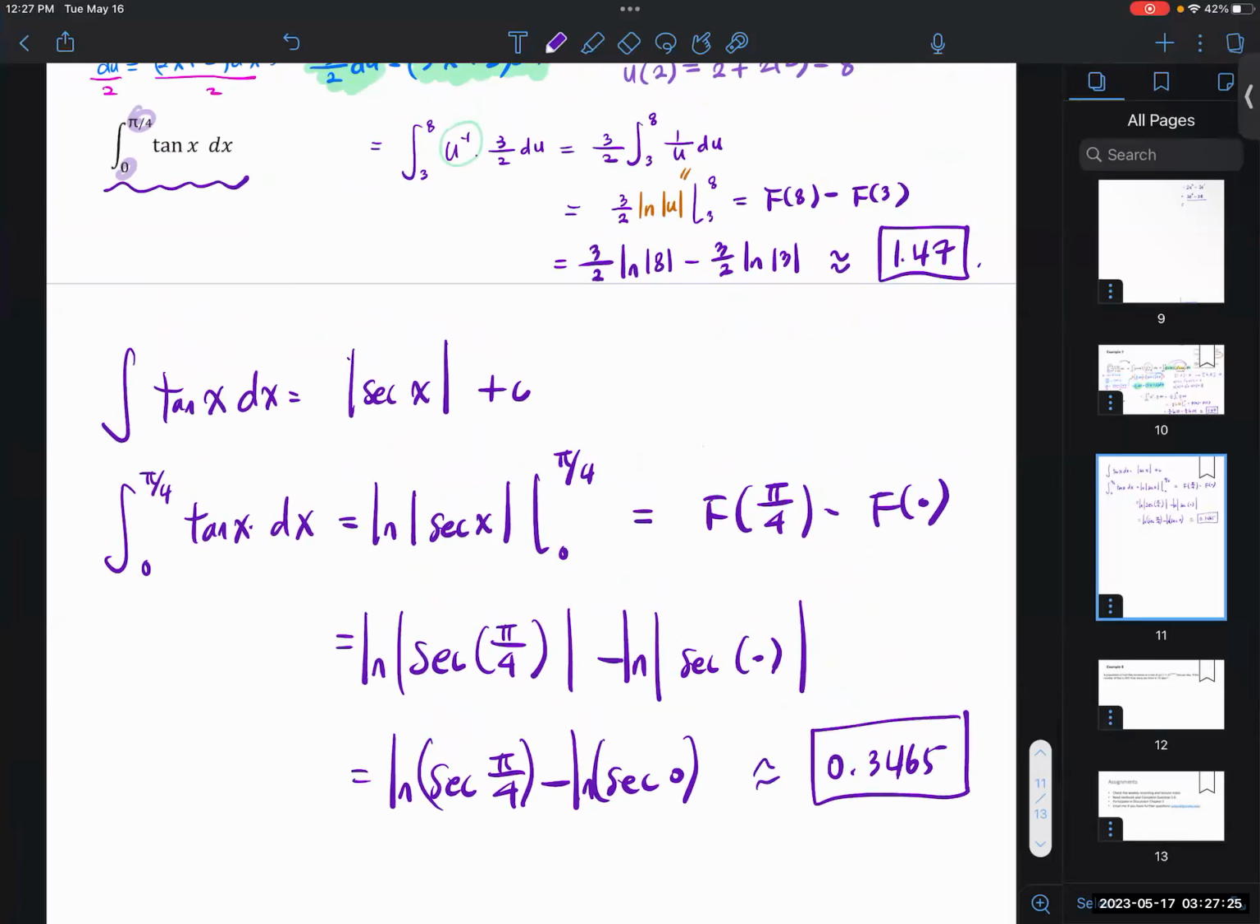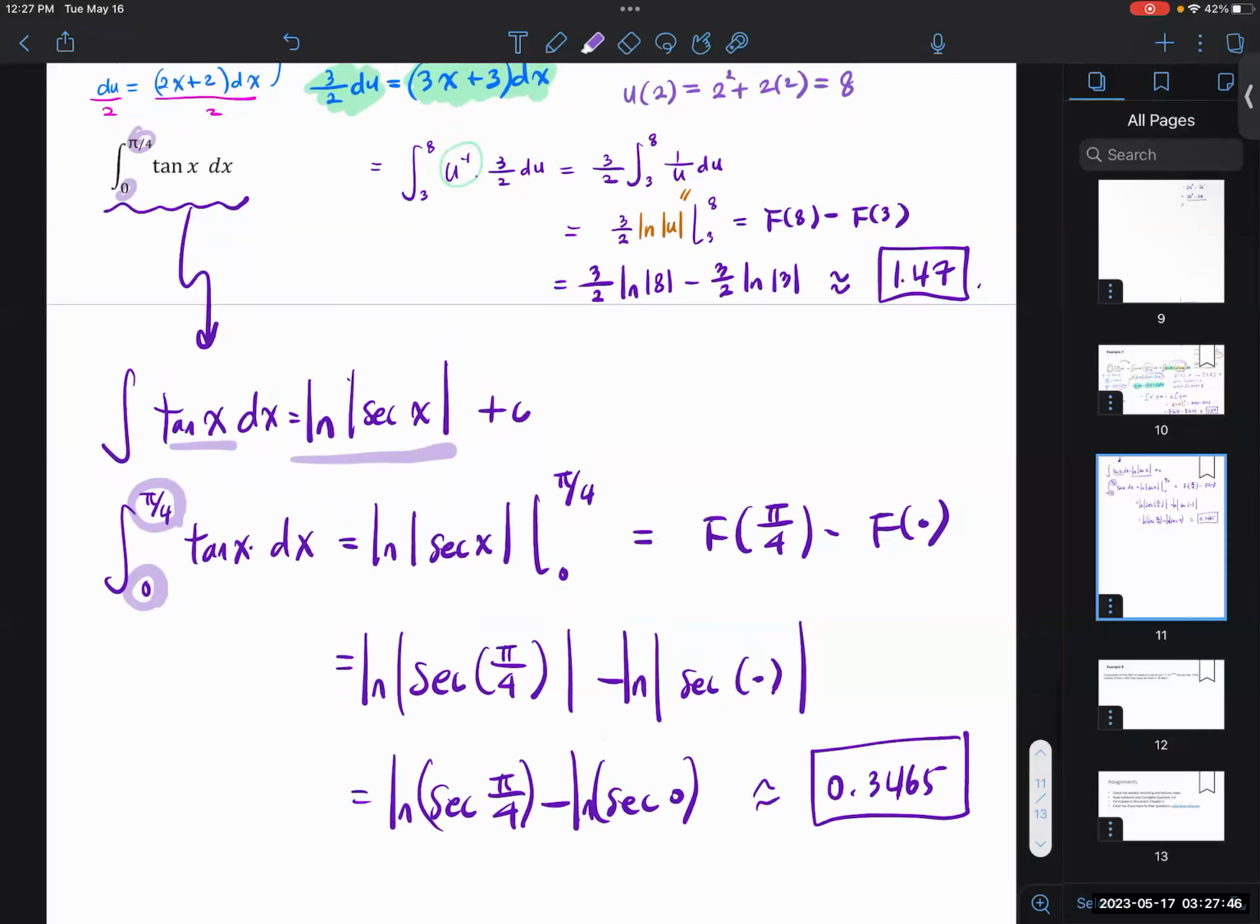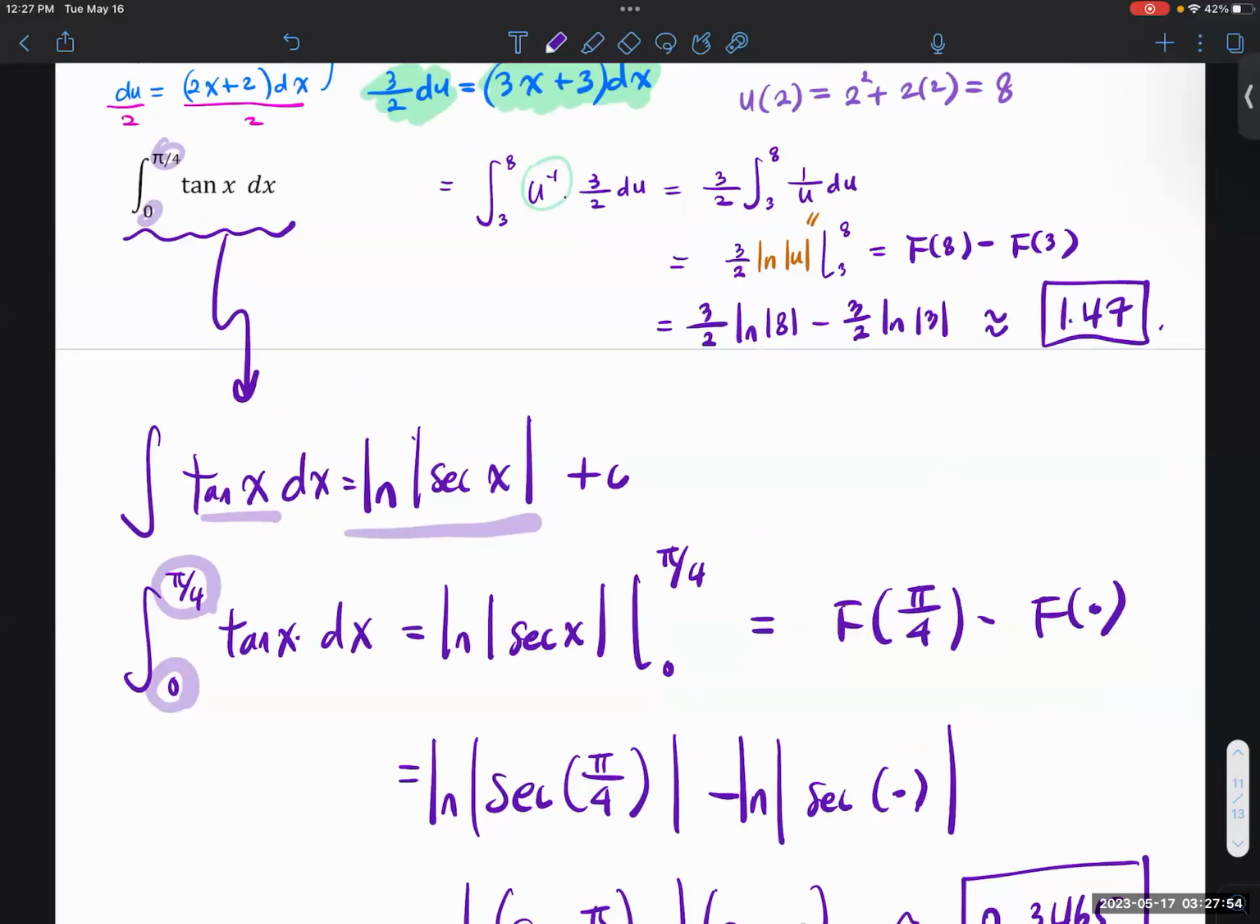So you guys know, we already proved that the integral of tangent x is ln absolute value secant x. We already proved that. So all you need to do is plug in pi over 4 and 0, so therefore you can find the answer simply. This is pretty nice, we already proved it. All right, so sounds good, okie dokie. And you guys have been working so hard, I know it.